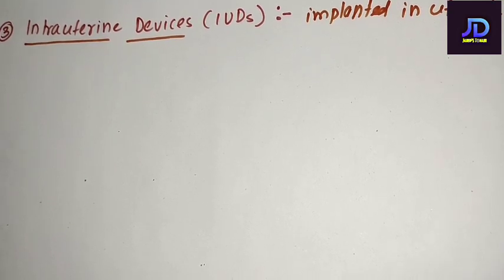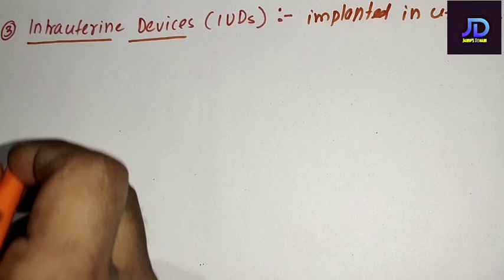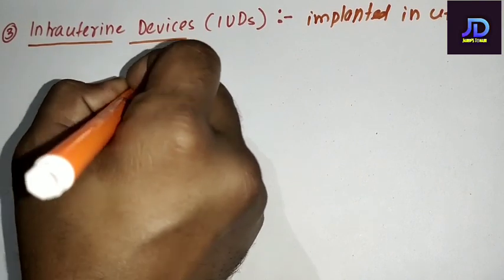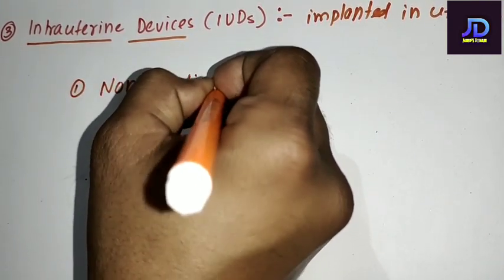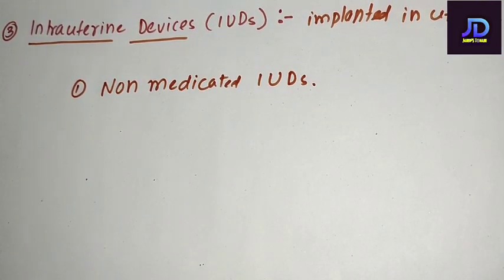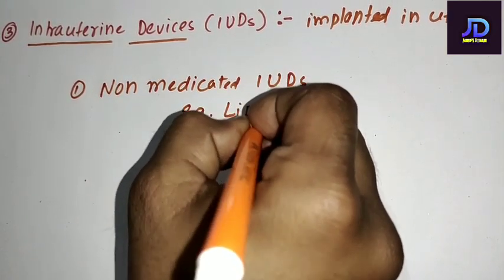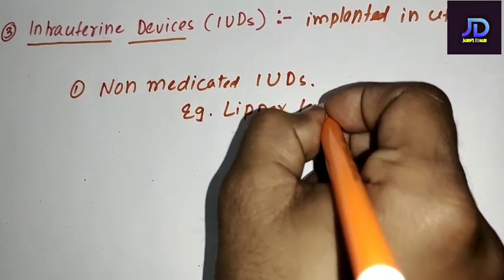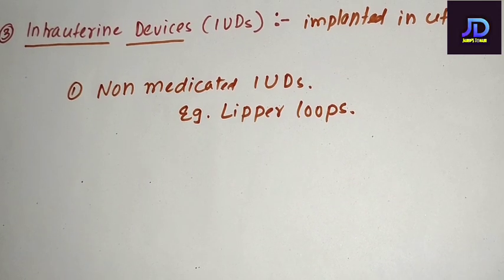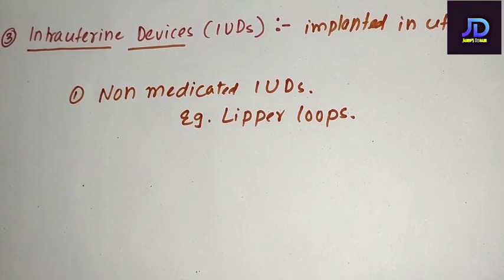Basically, there are three categories of intrauterine devices. The first category is non-medicated IUDs. The example is Lippes Loop. You have to remember the example. Lippes Loop is the example of non-medicated IUDs. The shape is generally T-shaped, and these are implanted inside the uterus, and it is a very effective contraceptive.